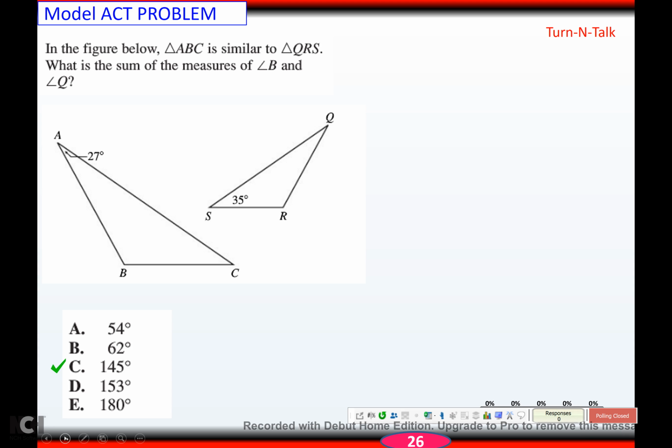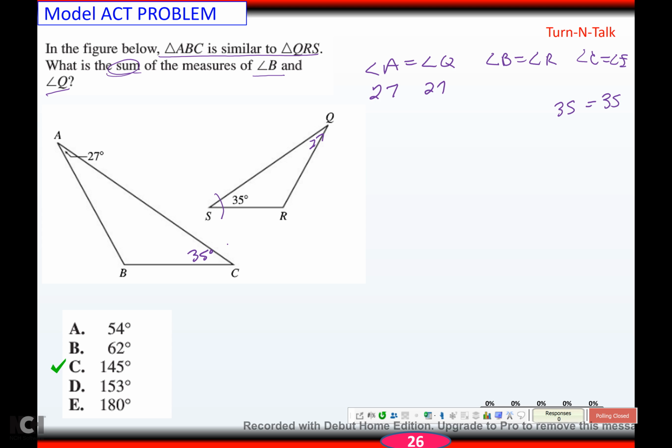And hopefully you got 145. Alright, it says in the figure below, ABC is similar to QRS. What is the sum of the measures of angle B and angle Q? So we just want angles, we don't have to worry about sides. This statement tells me that angle A is equal to angle Q, angle B is equal to angle R, and angle C is equal to angle S. So if I plug in what I know, A is 27, which makes Q 27. The other thing they gave me was S is 35. So over here, S is 35, which means C is 35.